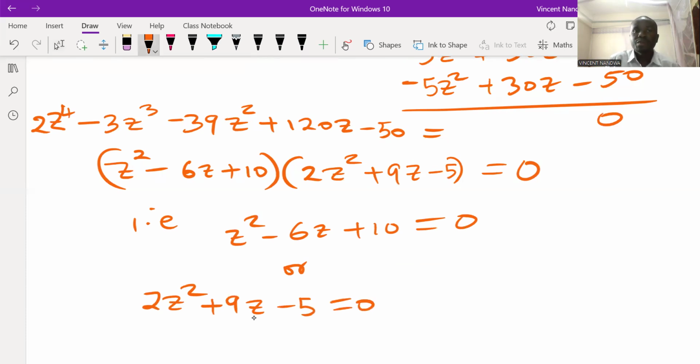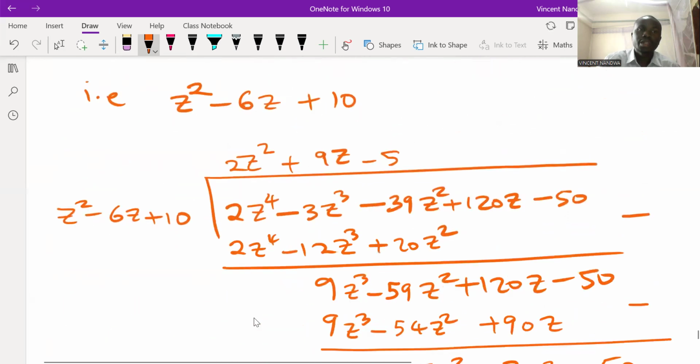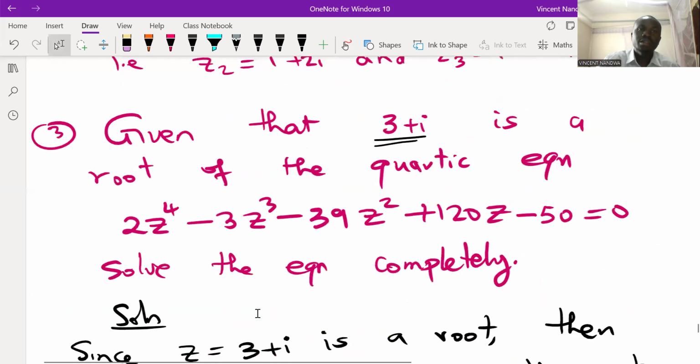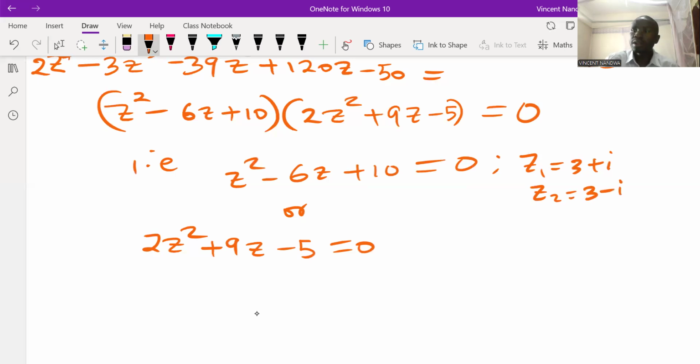The beauty is that the roots of the first one, we already know that z1 is the same as what was already given, is 3 plus i. And then z2 is the same as 3 minus i. So just solve this one, then get the 4 roots.